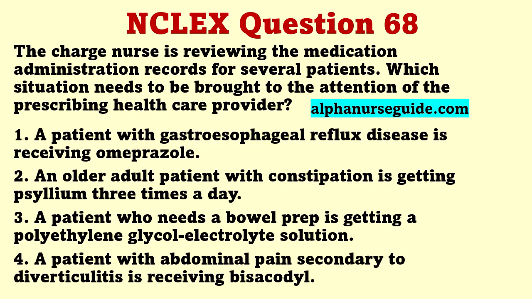The correct answer is 4. A patient with abdominal pain secondary to diverticulitis is receiving bisacodyl. Rationale: bisacodyl is a laxative and laxatives should not be administered to patients with undiagnosed abdominal pain, cramps, or nausea. Appendicitis, diverticulitis, ulcerative colitis, acute surgical abdomens, and bowel obstruction are also contraindications for laxative use.